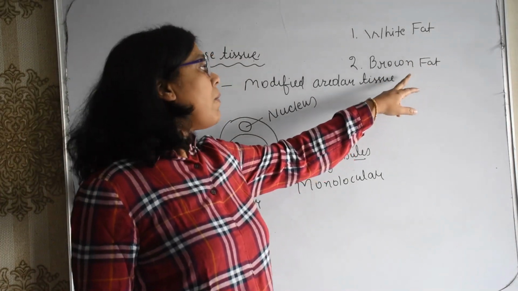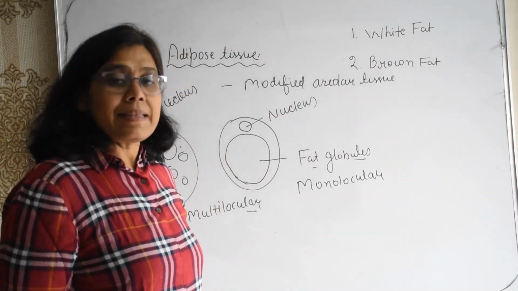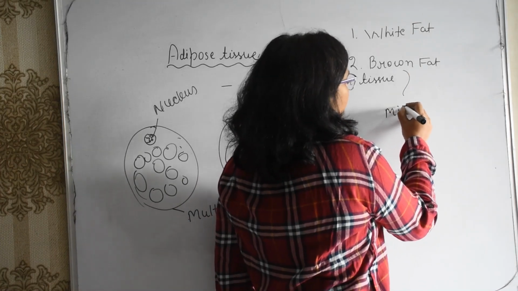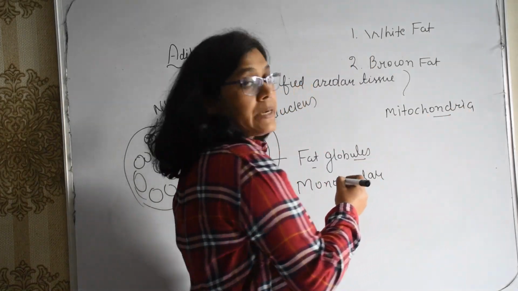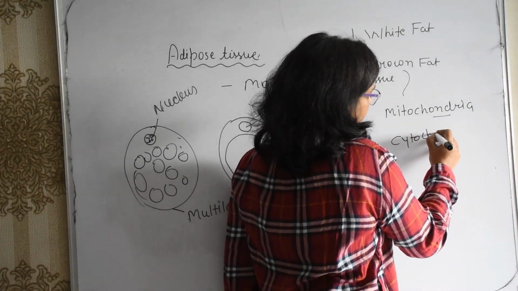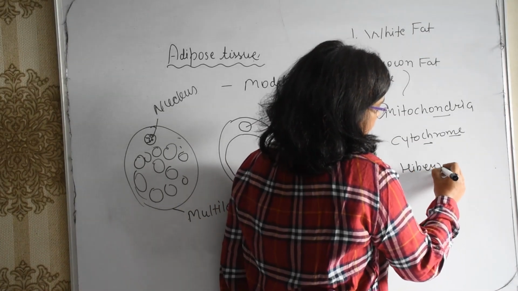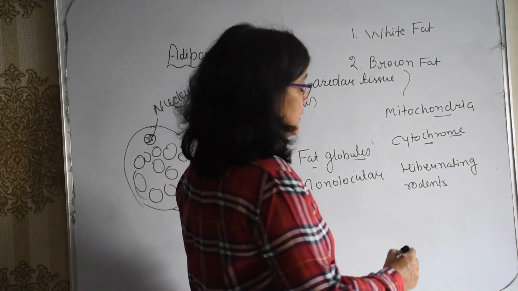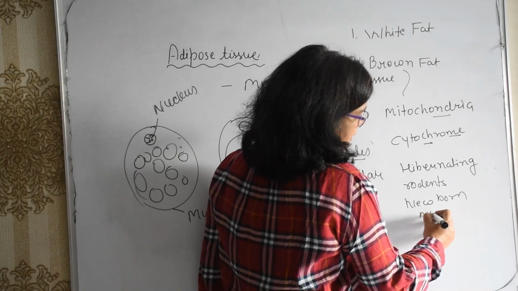The oxidation power of brown fat is 20 times higher than that of white fat, and this happens due to the presence of more number of mitochondria. And the brown color is due to the presence of a pigment, that is cytochrome. Brown fat is present in hibernating rodents. It is present in newborn human babies.